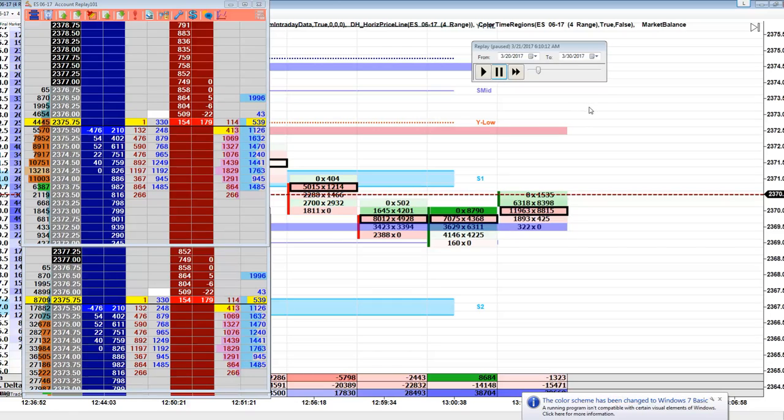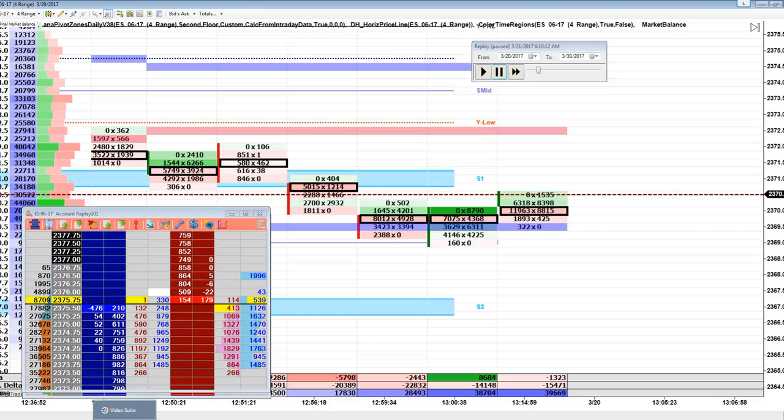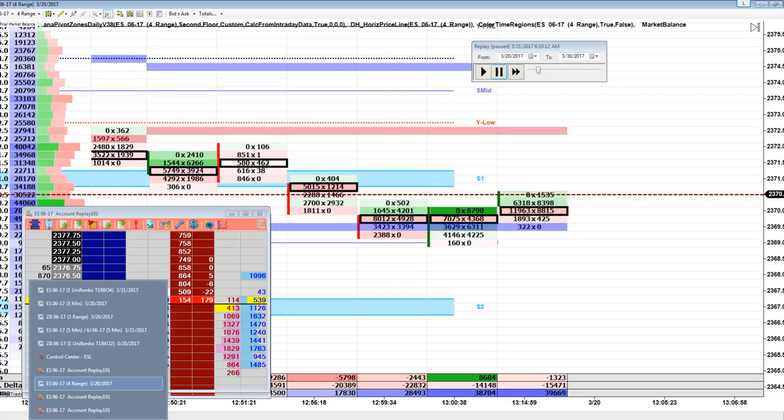Okay, so we're going to do Tuesday the 21st based on the transcript that you sent me. I'm going to just show you and explain my chart with the Jigsaw platform and the footprint chart so that you can get an idea how that works as well.